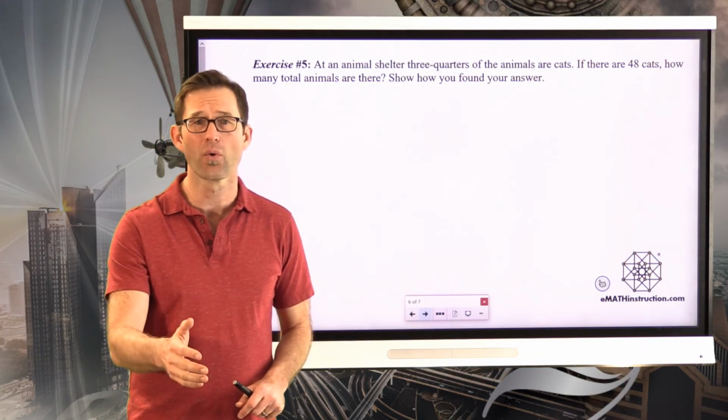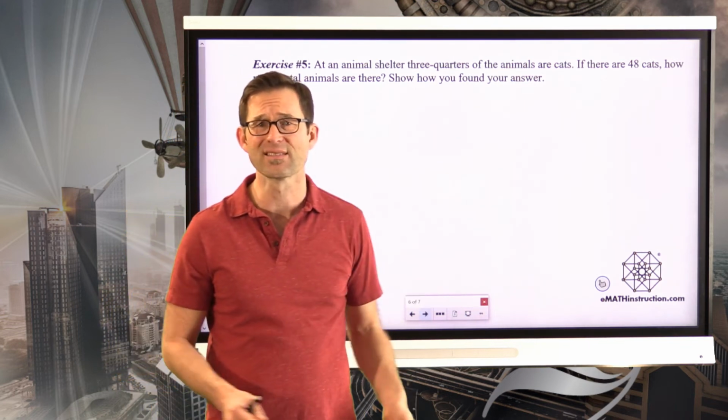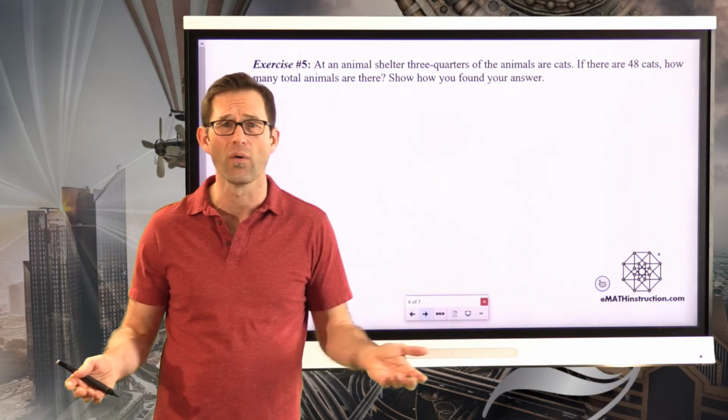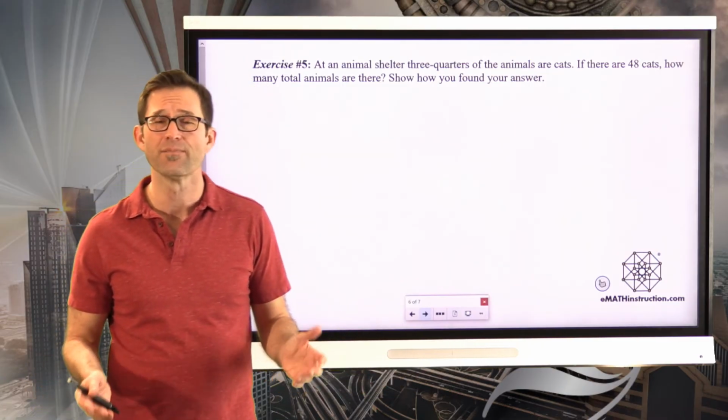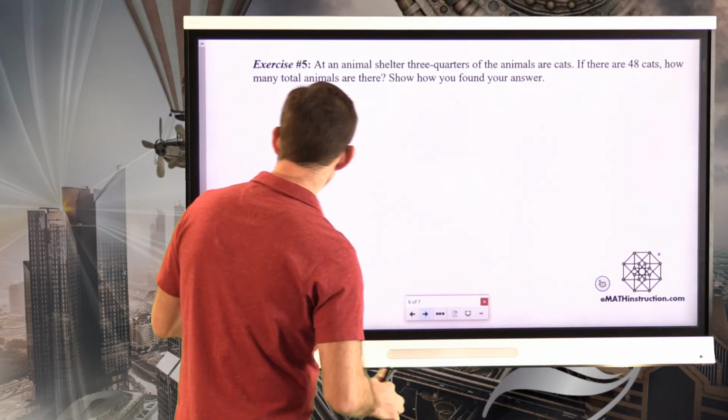If I figured out that the total number of animals was 36 and there are 48 cats, then, like, what's the extra 12? It just wouldn't make any sense. Now, let me do this using algebra, okay? And here's how I'm going to use algebra.